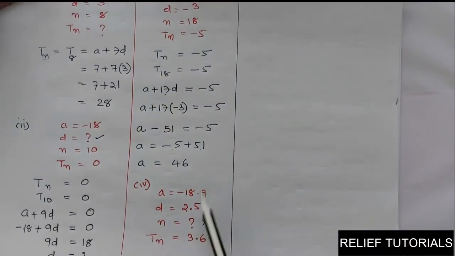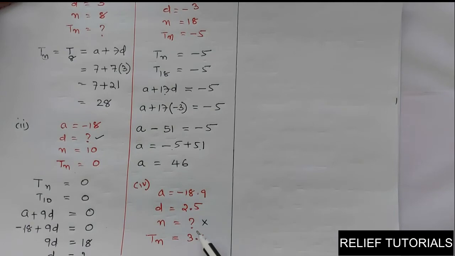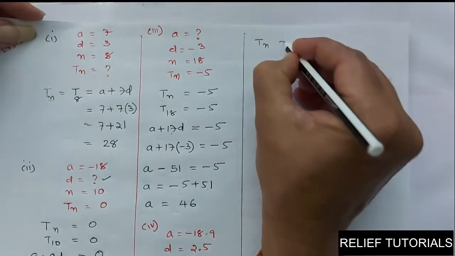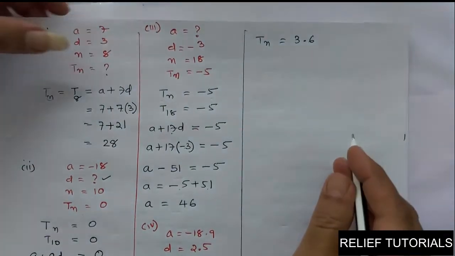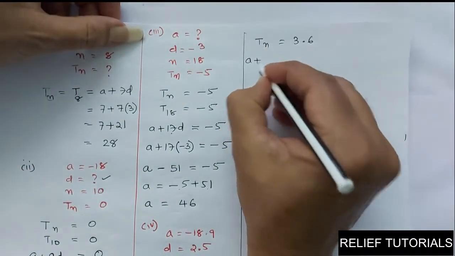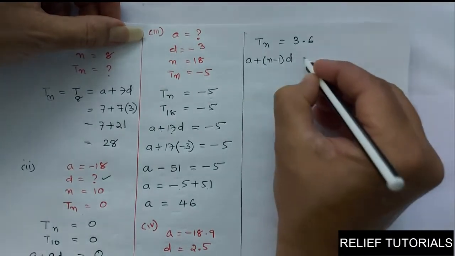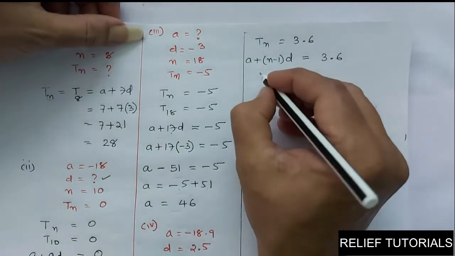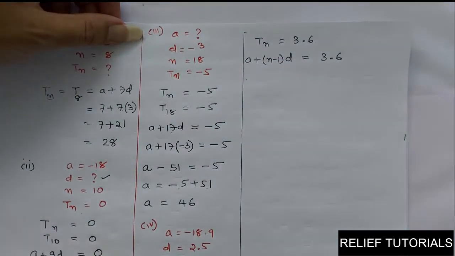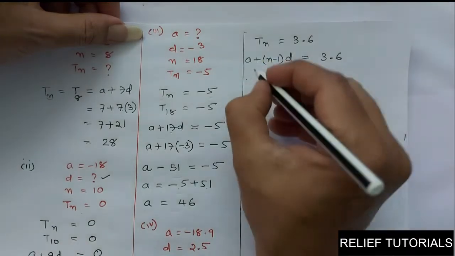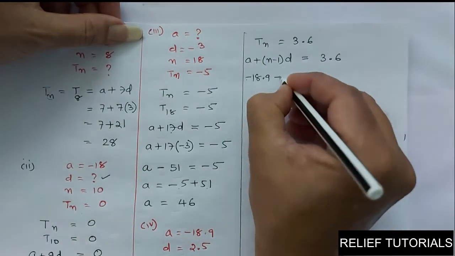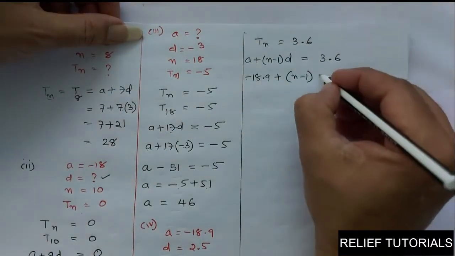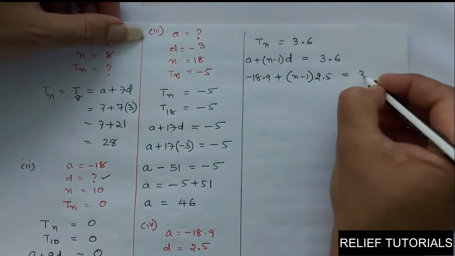See the data. A is given, D is given, N is unknown, but Tn is equal to 3.6. So you know the formula for Tn, that is A plus (N minus 1) into D is equal to 3.6. A is minus 18.9, it is given. A is minus 18.9 plus (N minus 1) into D. D is equal to 2.5. 2.5 is equal to 3.6.